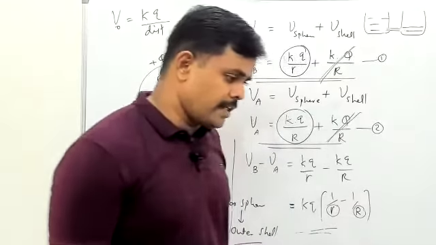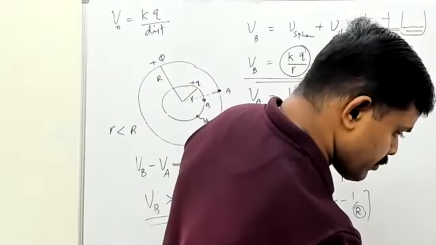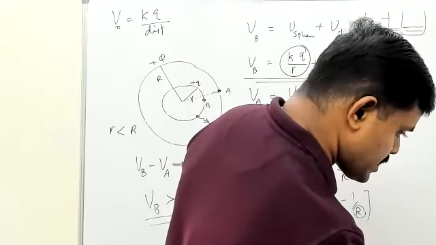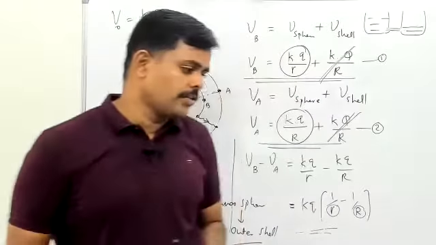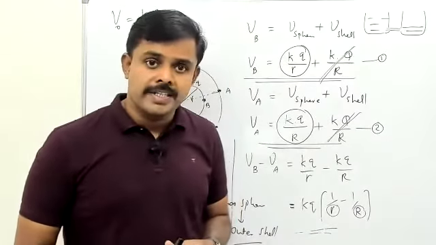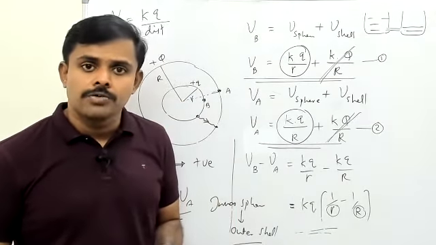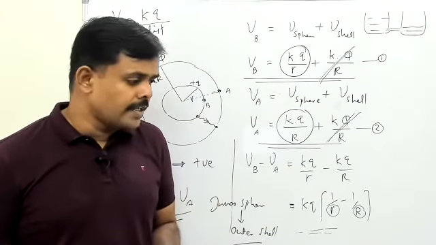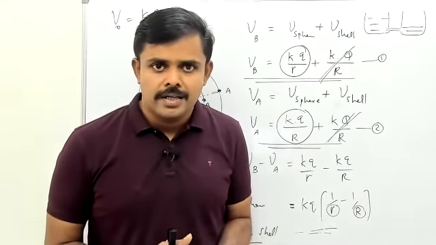Last question, define the term potential energy. Question number 13: define the term potential energy of a charge Q at a distance R in an external field. What is the potential energy of Q? It is the work done in order to move a particle from infinity up to the point in an external field.